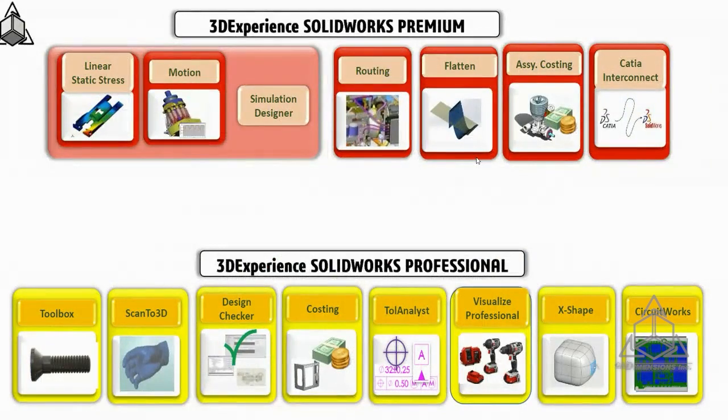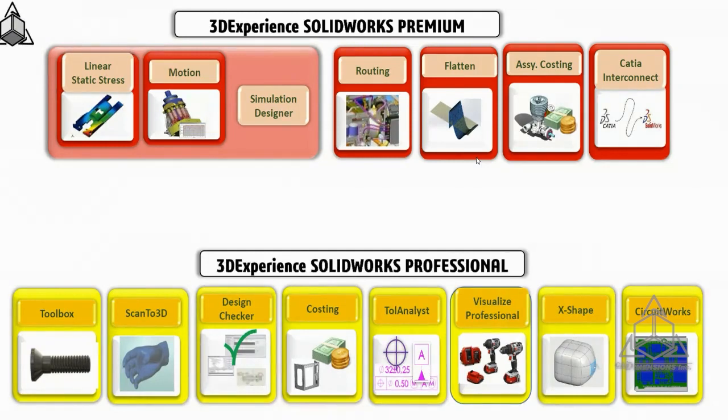When you go to Professional and Premium, let's start with Professional. You get a lot of our favorite tools: Toolbox, the Design Checker, Tile Analyst, but you get added tools. Visualize was part of Pro. Now you get Visualize Professional Connected. You get a rendering tool that's connected to the cloud, but you get the animation side of the rendering tool as well. So they've upgraded that, and you've got more capability.